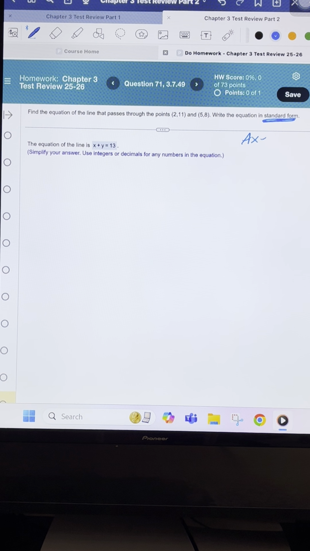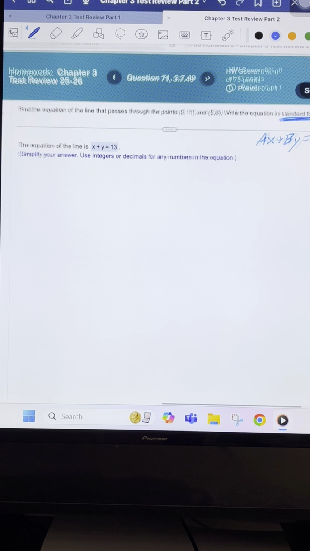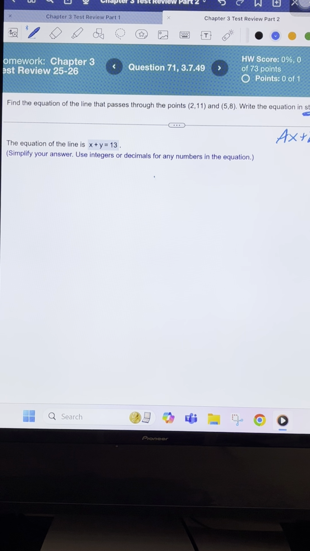Find the equation of the line that passes through the points, and so on. Write the equation in standard form. Okay, so now they want me to write it in standard form, which is ax plus by equals c. And we know that standard form has two criteria: there cannot be any fractions, and the a must be positive. So let's just go about doing this. We want to turn it to slope-intercept form first, so y equals mx plus b.